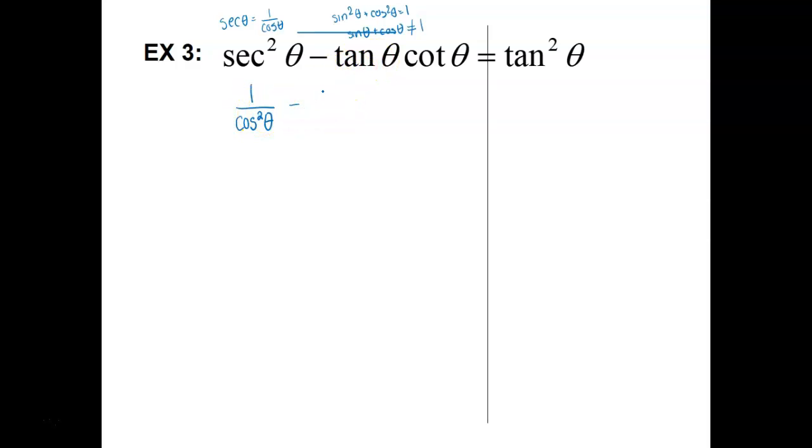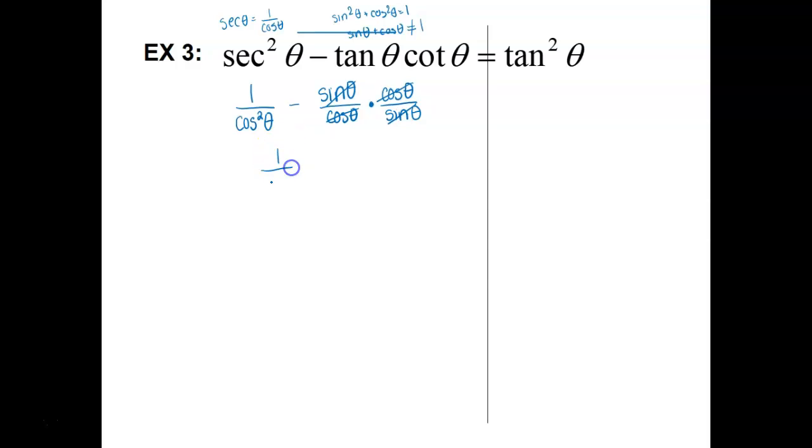And then tangent is sine theta over cosine theta. And cotangent is cosine theta over sine theta. That looks promising right there. Because now, before you cancel, always make sure that it's multiplication in between the two fractions where you're going to cancel. But we have multiplication here. We do have subtraction over here, but we're just working with this term right here. So cosine and cosine can cancel. One's on top, one's on bottom. Sine and sine can cancel.